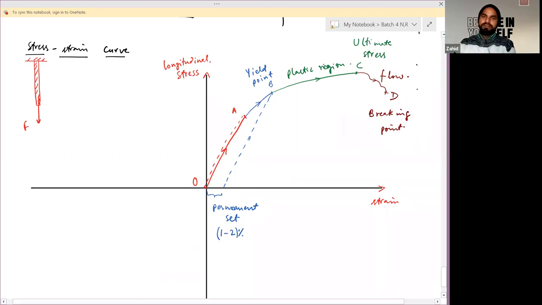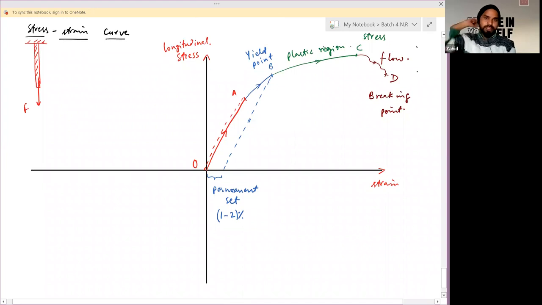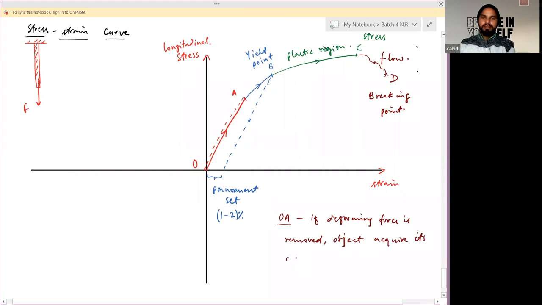So from this graph, you will have to explain each term or point. So let me define it for you. From O to A, if the deforming force is removed, the object will acquire its original shape exactly. So up to this point, Hooke's law will be valid.